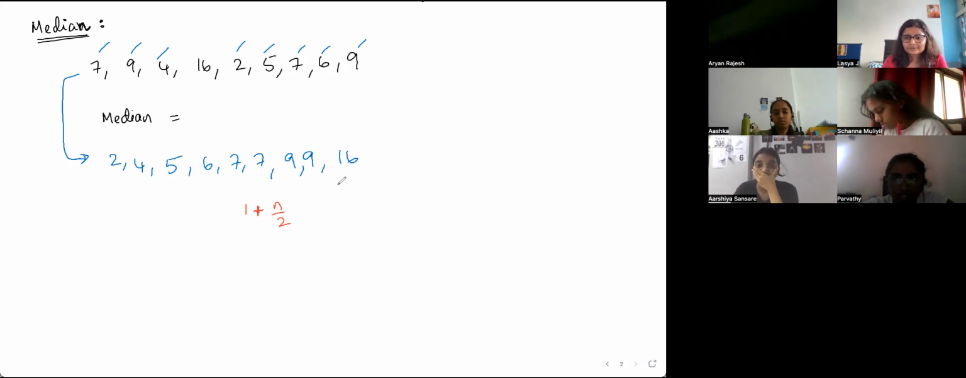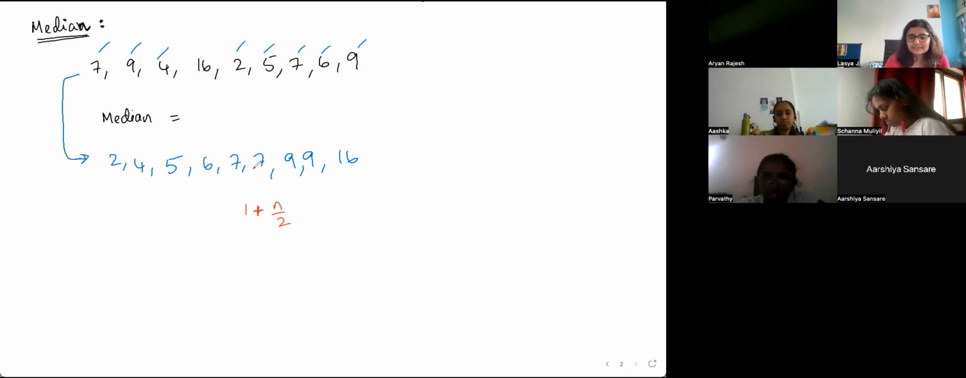The middle number. Middle, correct. So median is like out of all of these, whichever is the centermost one, that will be the median.